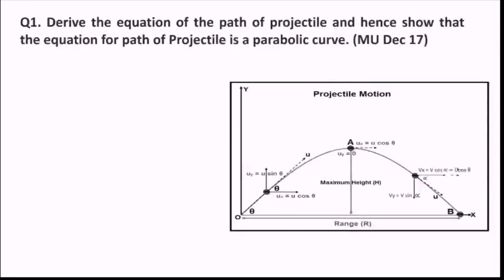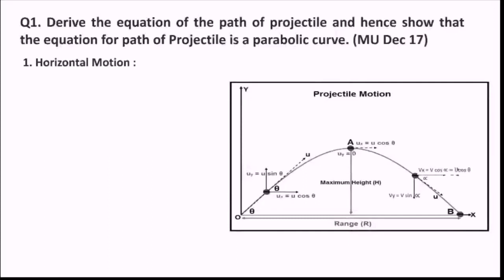First question is, derive the equation of the path of a projectile and hence show that the equation for the path of a projectile is a parabolic curve. This was also asked in December 2017 examinations. So as we discussed earlier, for any problem of projectile, we will divide our entire motion into horizontal and vertical parts. So let us start with the horizontal motion.